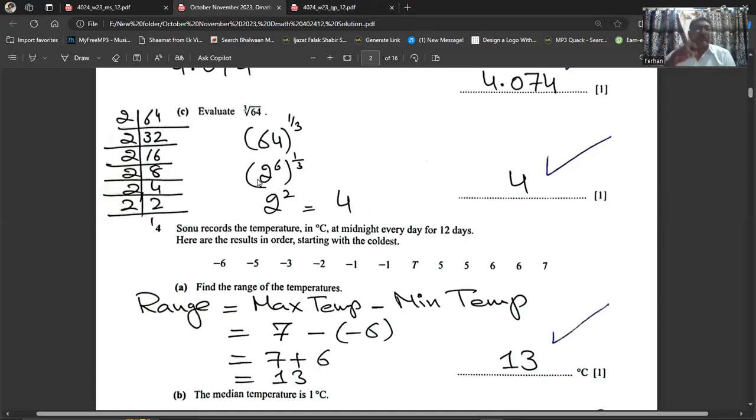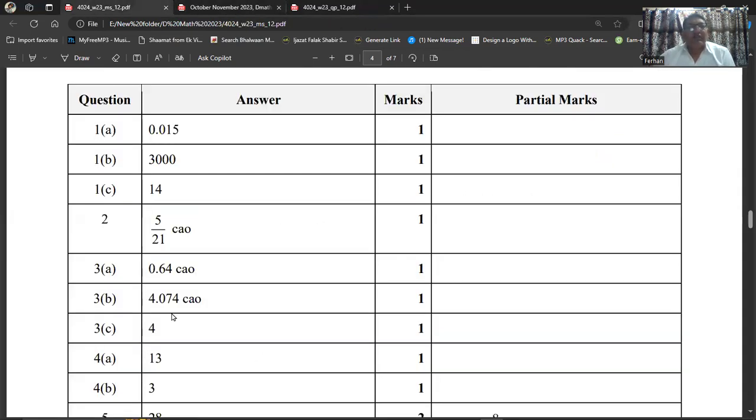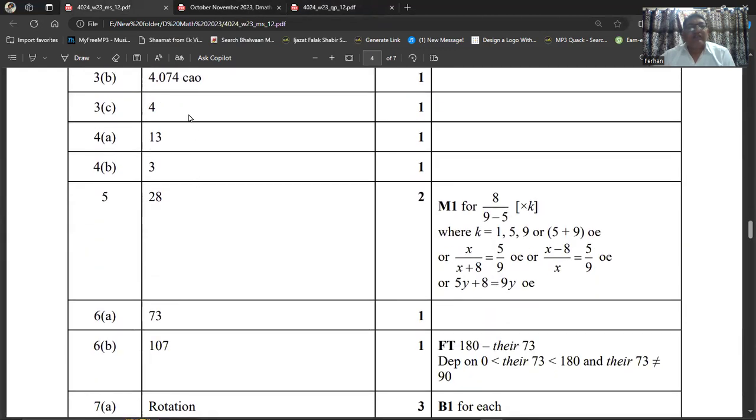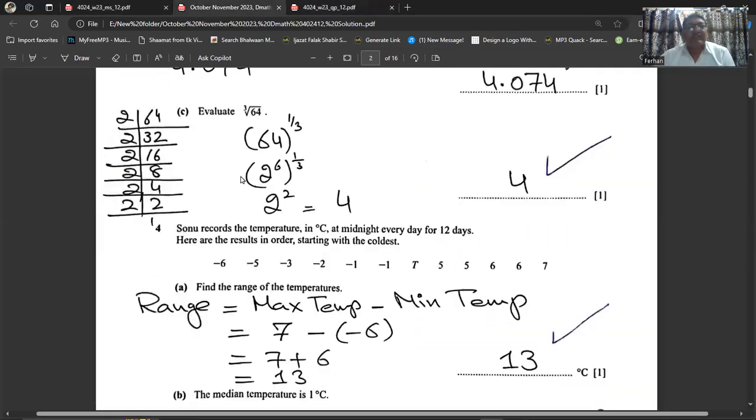The power of the power multiplies. So 6 will multiply with 1 by 3 and you will get 2. So 2 raised to power 2, and that is 4. This is how we will do this question. 4 is the right answer. This is the solution. I hope you understand.